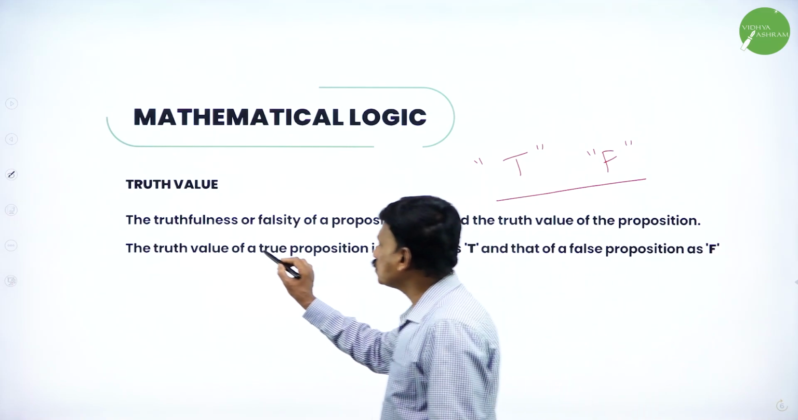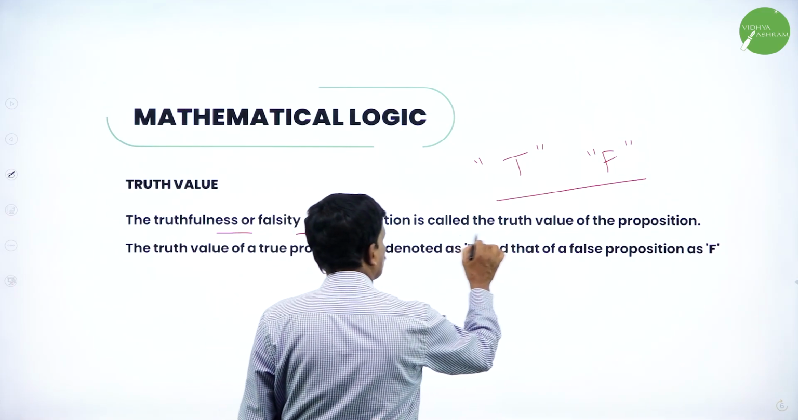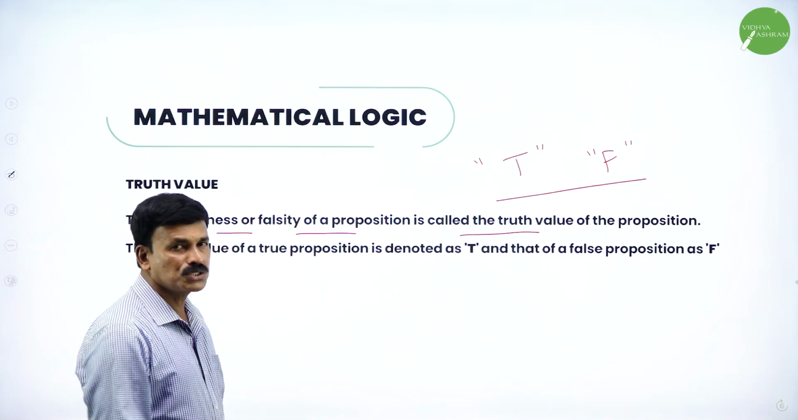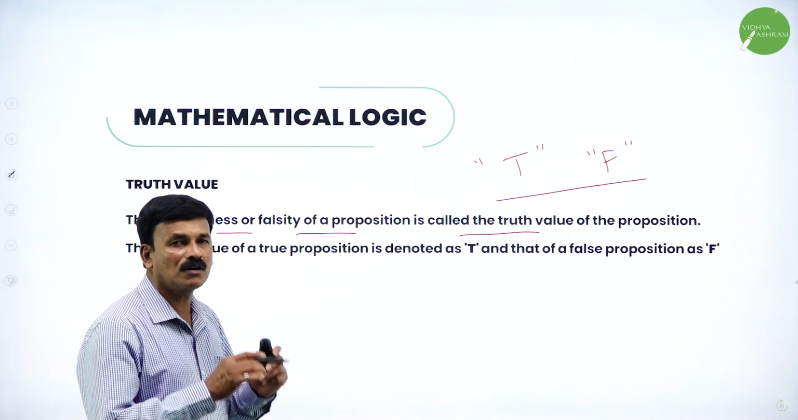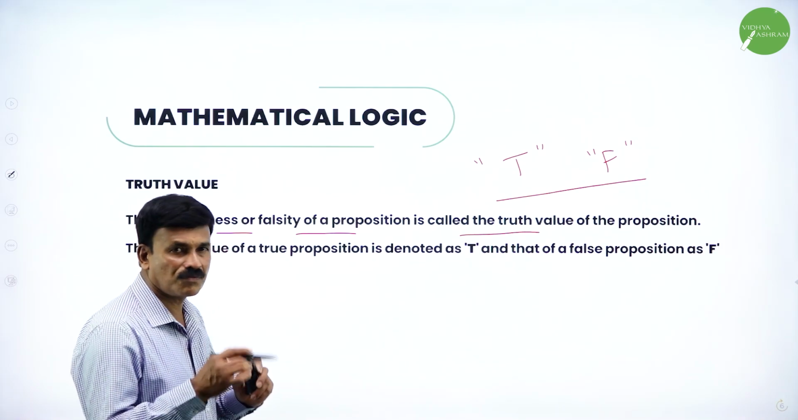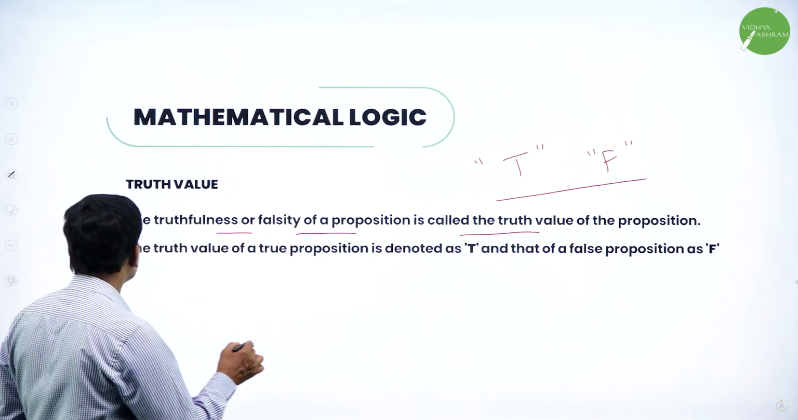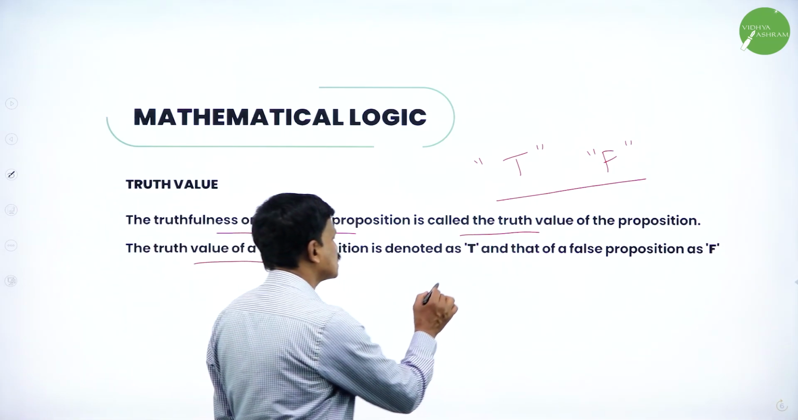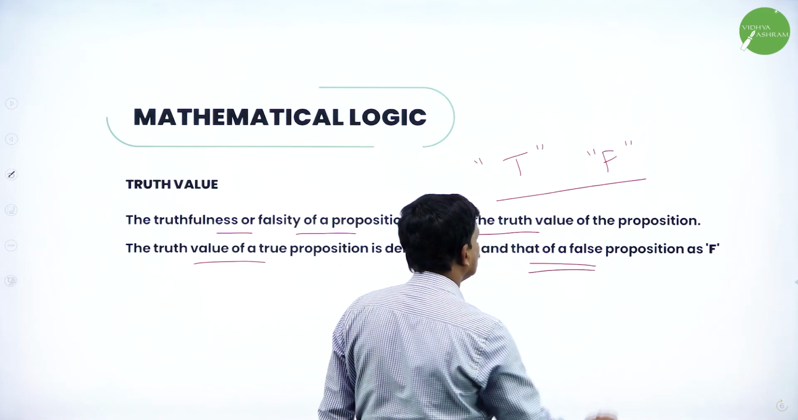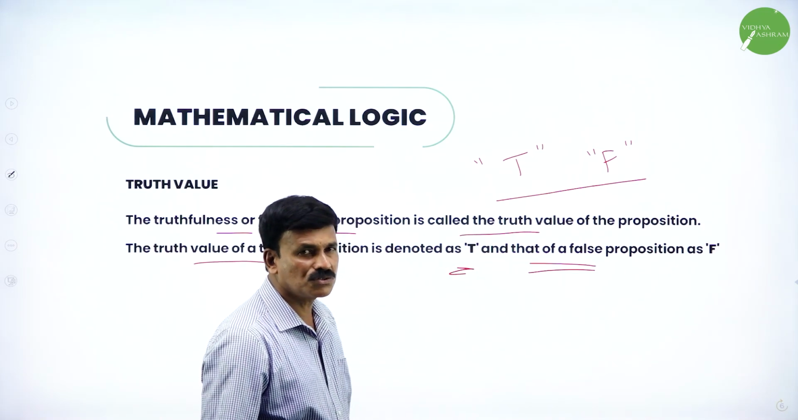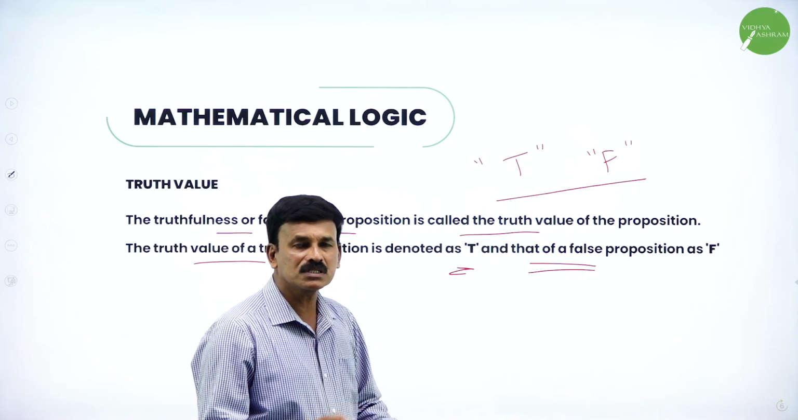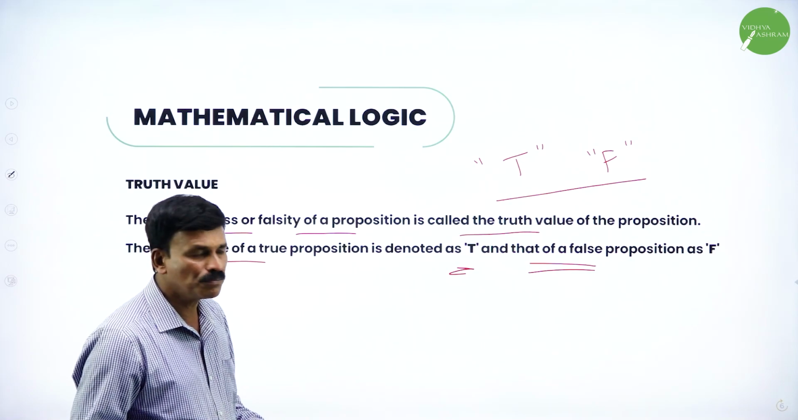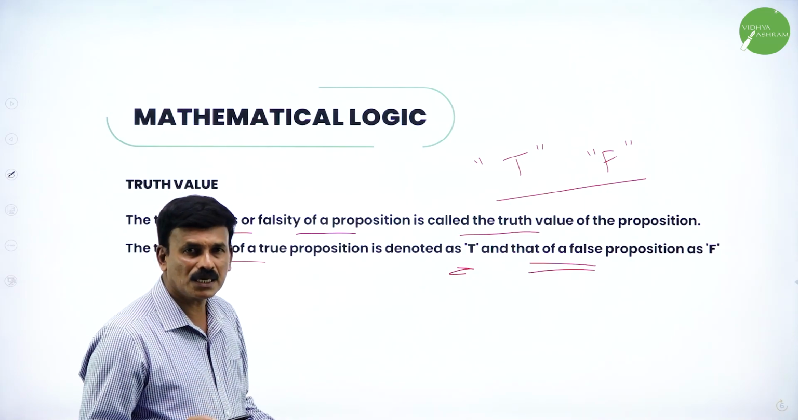That means the truthfulness or falsity of a proposition is called the truth value of a proposition, and it is denoted as T and F. The truth value of true is T and the truth value of falsity is F. Therefore, T and F are considered as the truth values. The truth value of a true proposition is denoted as T, and the truth value of a false proposition is denoted as F.